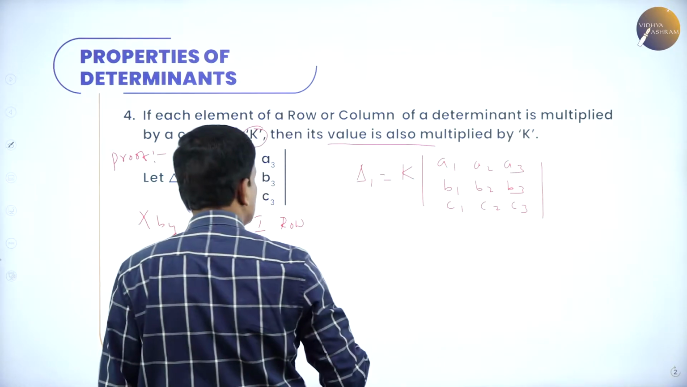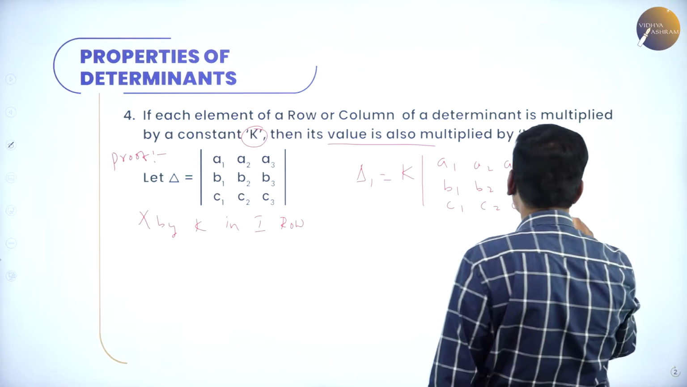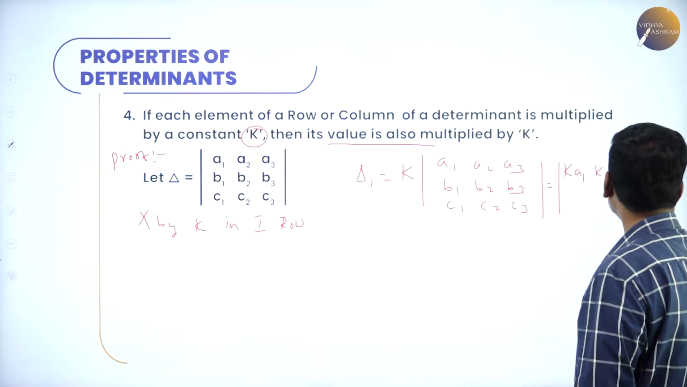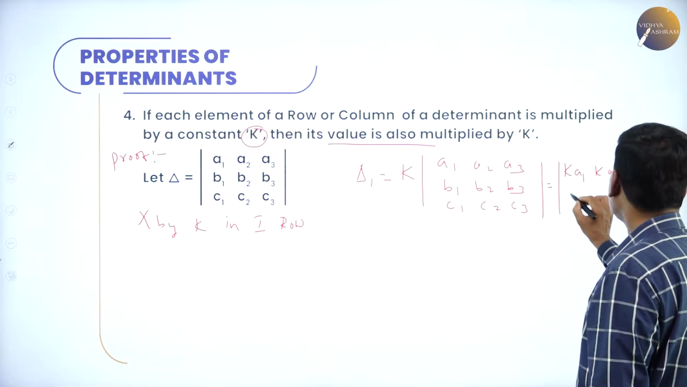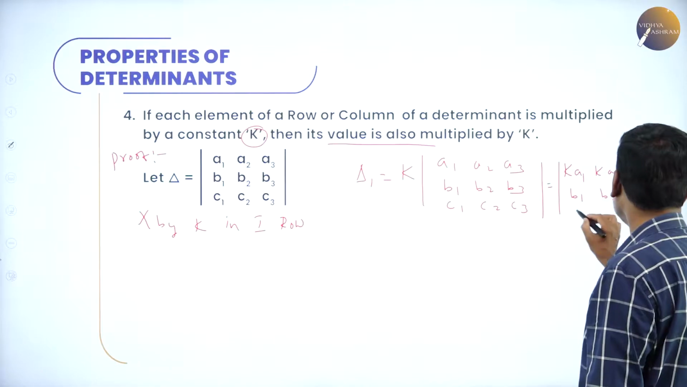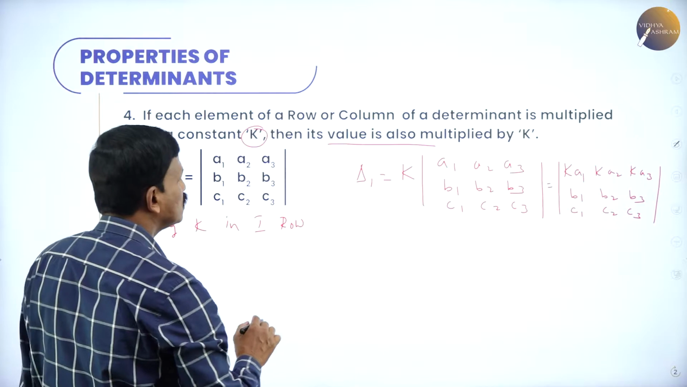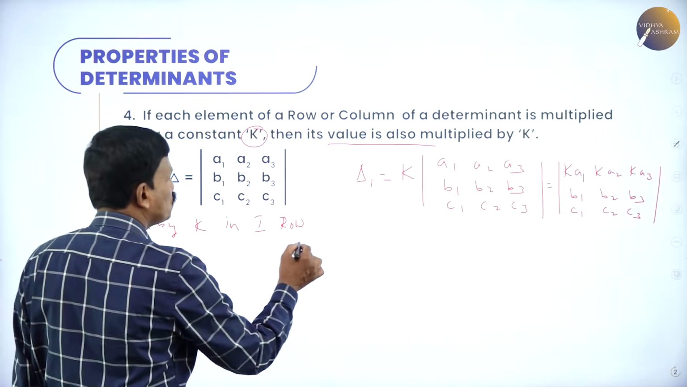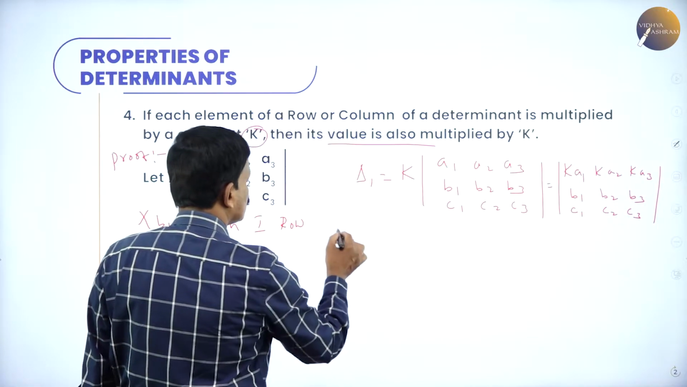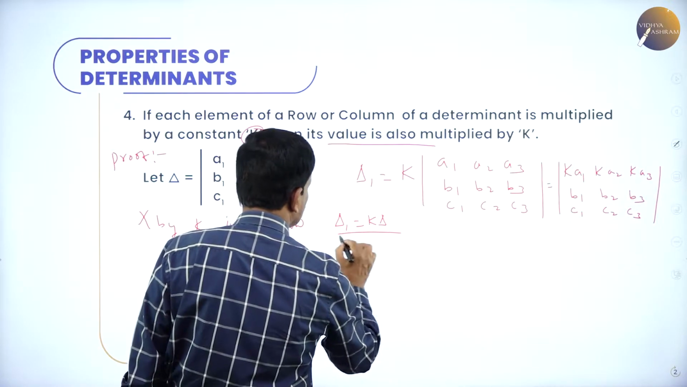So what is to be proved? Now let us multiply this. If I multiply, what am I going to get? k into a1, k into a2, k into a3, and the second and third rows are the same: b1, b2, b3, c1, c2, c3, as they are. Now what is to be proved is that the value of delta 1 is equal to k into delta.